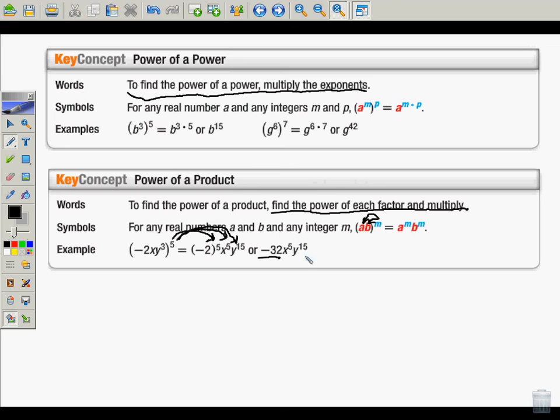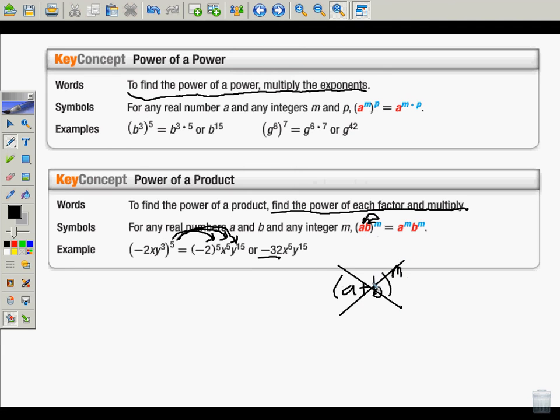So power to a power, multiply exponents. Power of a product, just distribute the exponent to each part inside the parentheses. This only works if there's multiplication on the inside, though. This would not work if you had a plus b raised to the m. That does not work. It's got to be only multiplication inside the parentheses.